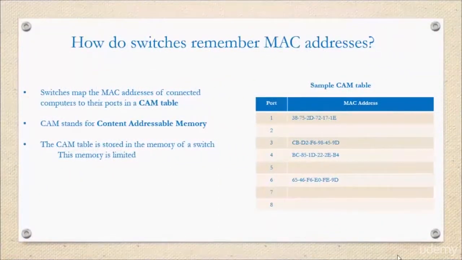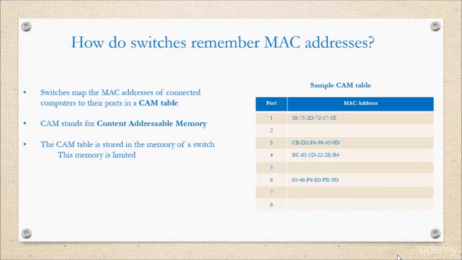Now you may be wondering, how do switches remember MAC addresses? Well, switches have memory that is dedicated to remembering these addresses. Switches are going to map the MAC addresses to the connected computers and their ports in something called a content addressable memory table. We call it a CAM table.